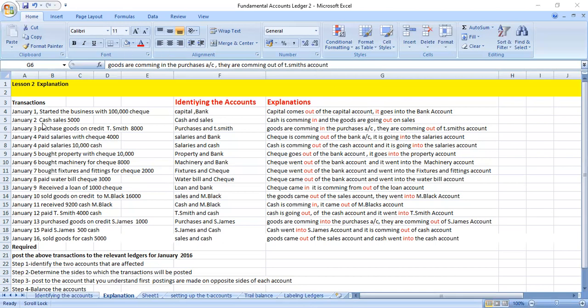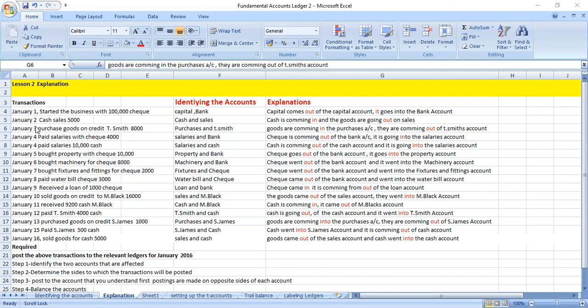On January 2nd, it says cash sales $5,000. Which two T accounts are affected? We have the cash account and we have the sales account. What is happening? The cash is coming in because we sold some goods, and the goods are going out, and we log that in our sales account, showing that it is going out of the business.